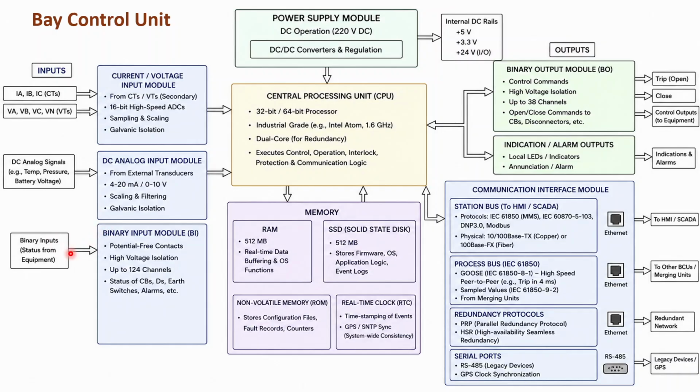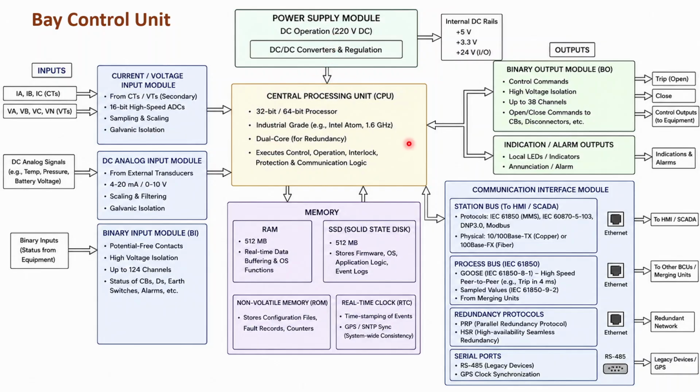And you can have the binary inputs, or the digital inputs, right? These are basically coming from potential-free contacts, and there's a high voltage isolation, right? There could be up to 124 channels depending on the bay controller unit, right? And it basically monitors the status of circuit breakers, disconnectors, earth switches, alarms, and so on. And the power supply unit is basically a DC operated 220 volt DC power supply unit, right?